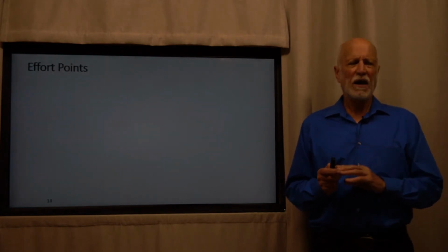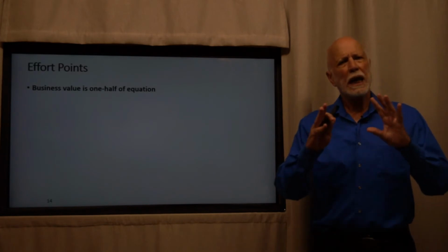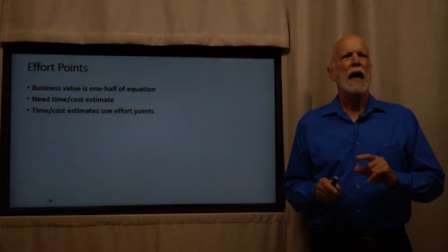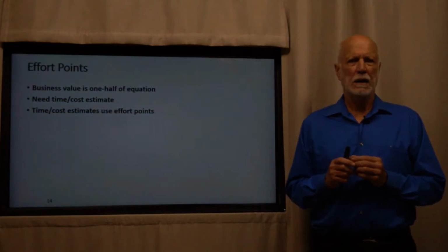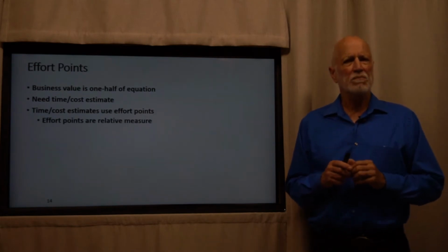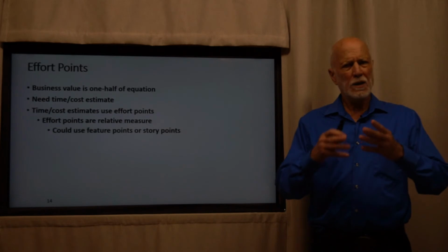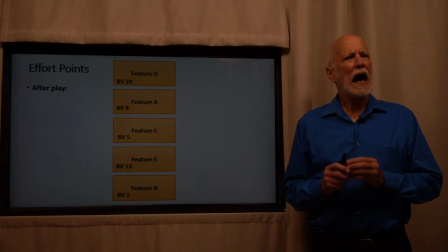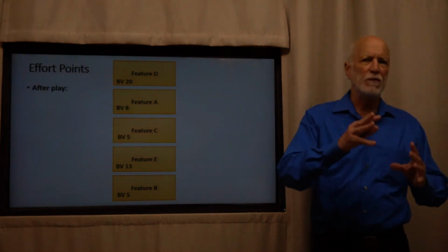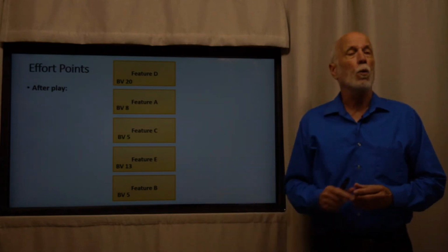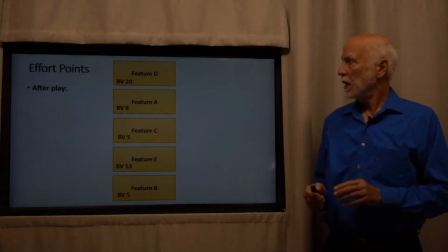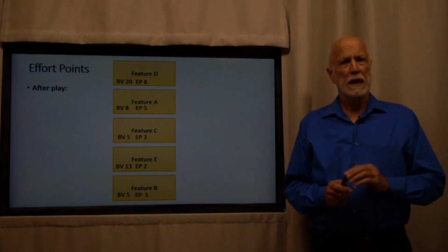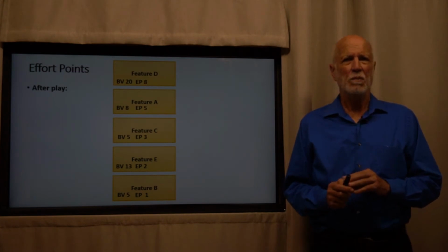Next, we have our effort points. The business value is 1/2 of the equation, but we need some sort of a time cost estimate, and we'll use effort points for that. Now, once again, they're a relative measure, just like business value, and you could use feature points or story points if you wish. So, after playing the same game, where now the developers rank things in relative effort, we'll then assign effort points to each one of the features. That's the second thing to do.